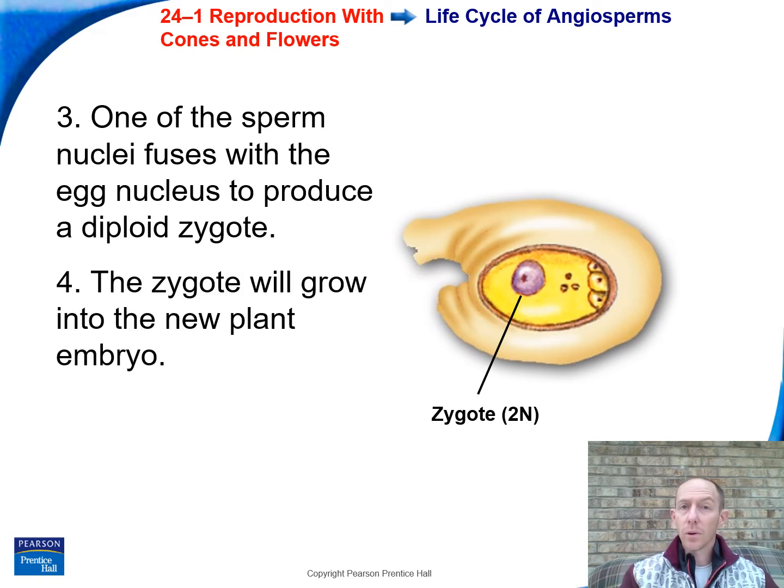All right, so step 4 is this zygote develops into the plant embryo. That's the baby. So we did it. We made the plant baby. What? There are 2 more steps? Mysterious.